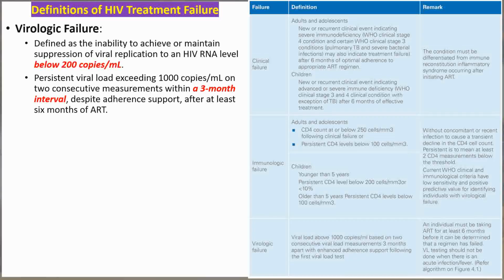Even more concerning is when the viral load persists above 1,000 copies, not just once, but twice measured 3 months apart, despite all the support we provide to our patients to stick and to adhere to their antiretroviral therapy.